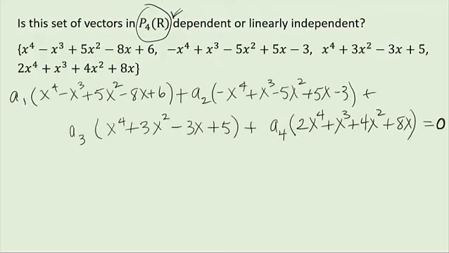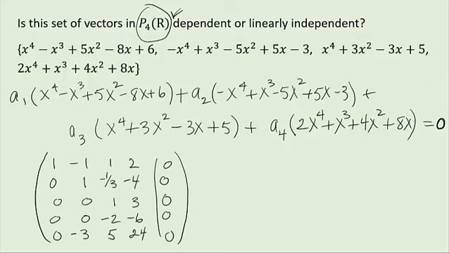So we set up this equation, A1 times the first polynomial plus A2 times the second plus A3 times the third plus A4 times the fourth, and we want to know if we can find a non-trivial solution for A1, A2, A3, A4. In other words, not all of them are 0. If we can't, then we will say that the polynomials are linearly independent. Make sure that you can set up this matrix.